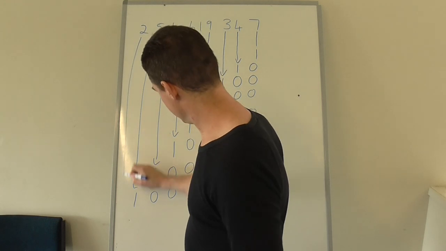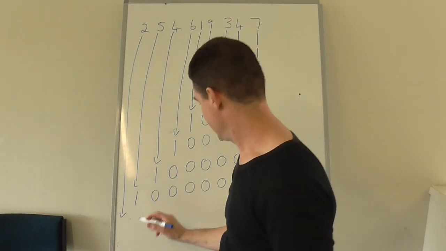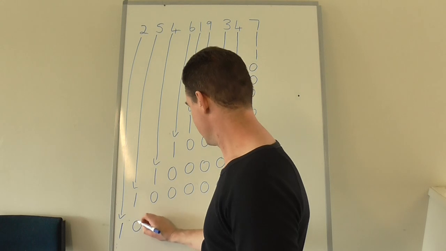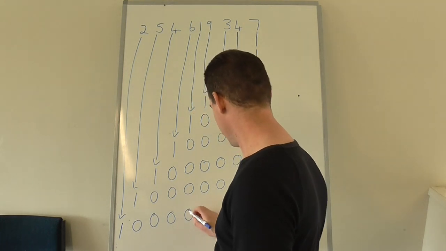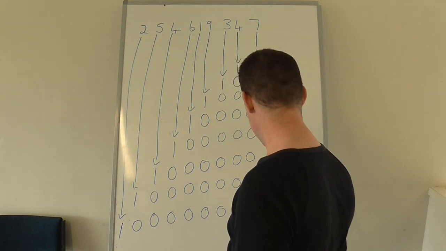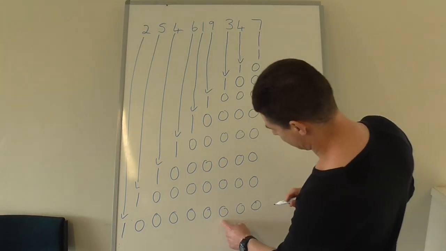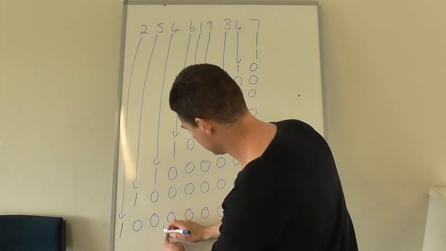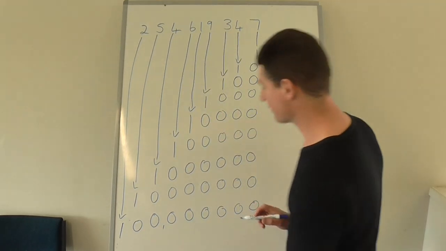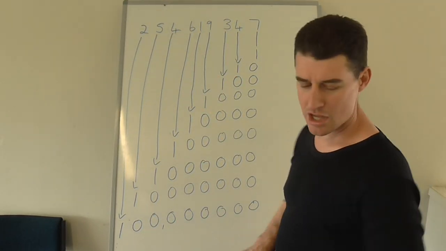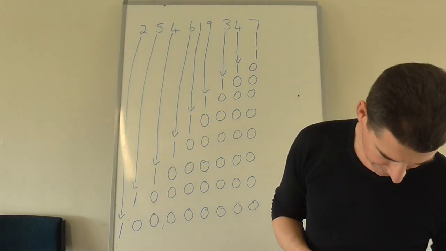And then the 2, that's your 1. And 1, 2, 3, 4, 5, 6, 8. So I'm just counting 1, 2, 3, 1, 2, 3. That's your millions. So 100 million. So the 2 represents your 100 million.